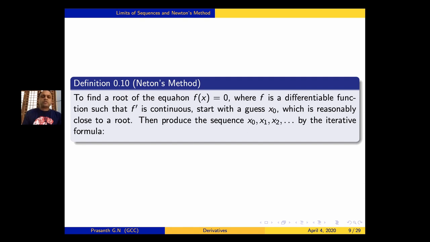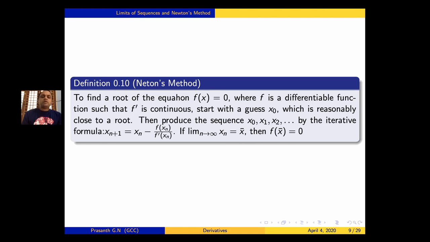Then produce the sequence x0, x1, x2 by an iterative formula. Now, the problem here is we have to guess a number x0 which is reasonably close to the root. Otherwise, it might be difficult for us to do this Newton's method. So, this is the formula there. Xn plus 1 is equal to xn minus f of xn divided by f dash of xn.